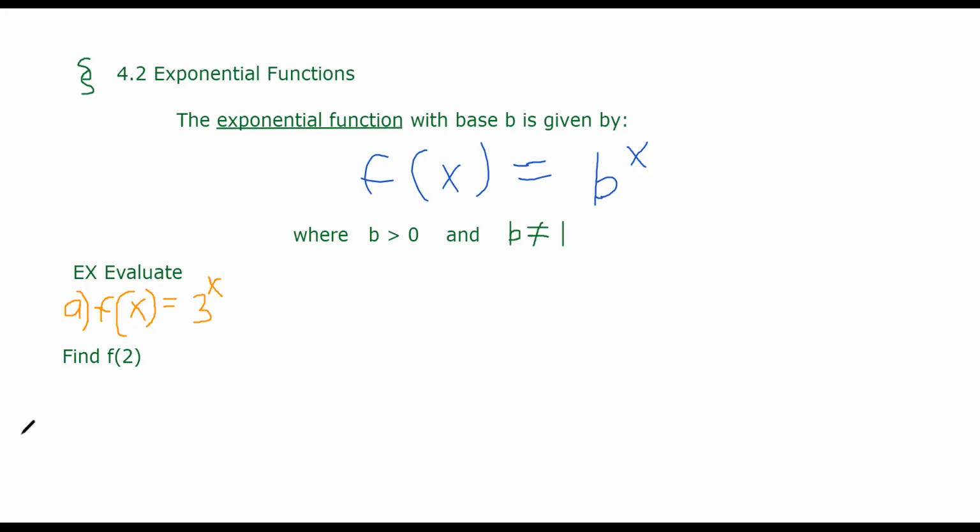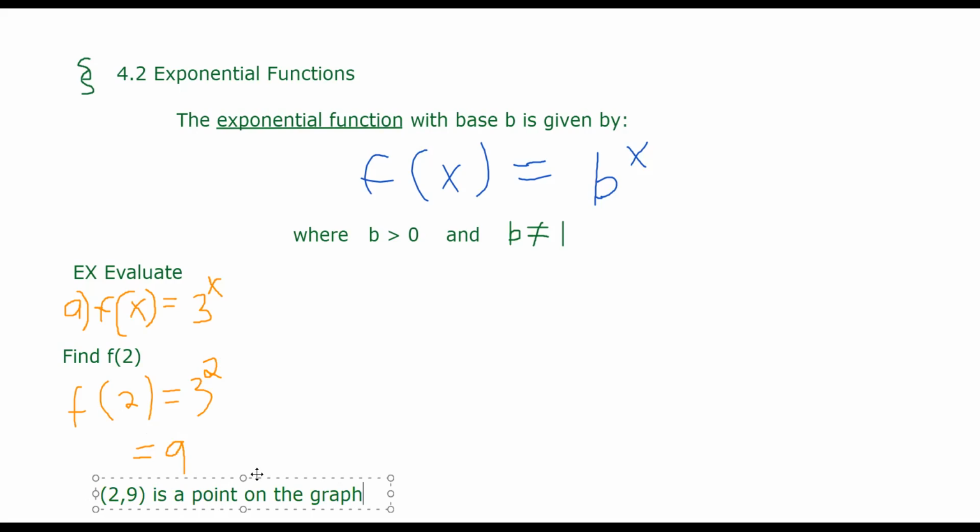So f of 2 is going to be equal to 3 as the base. We can't change that. We're just plugging a 2 in for x. So it's going to be 3 squared, which is 9. And that's all I've got to say about that. So 2 is the x value, 9 is the y value. So (2, 9) is a point on the graph of 3 to the x.